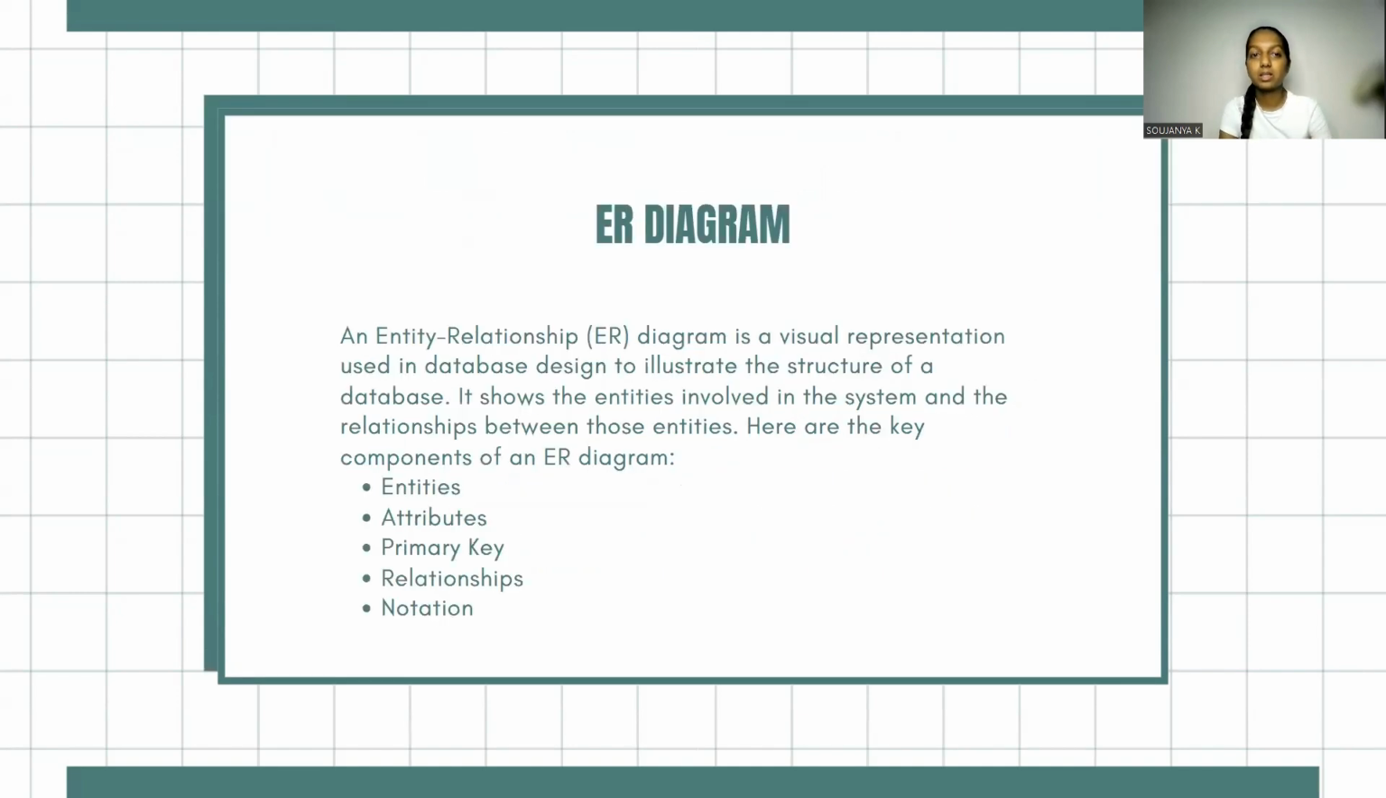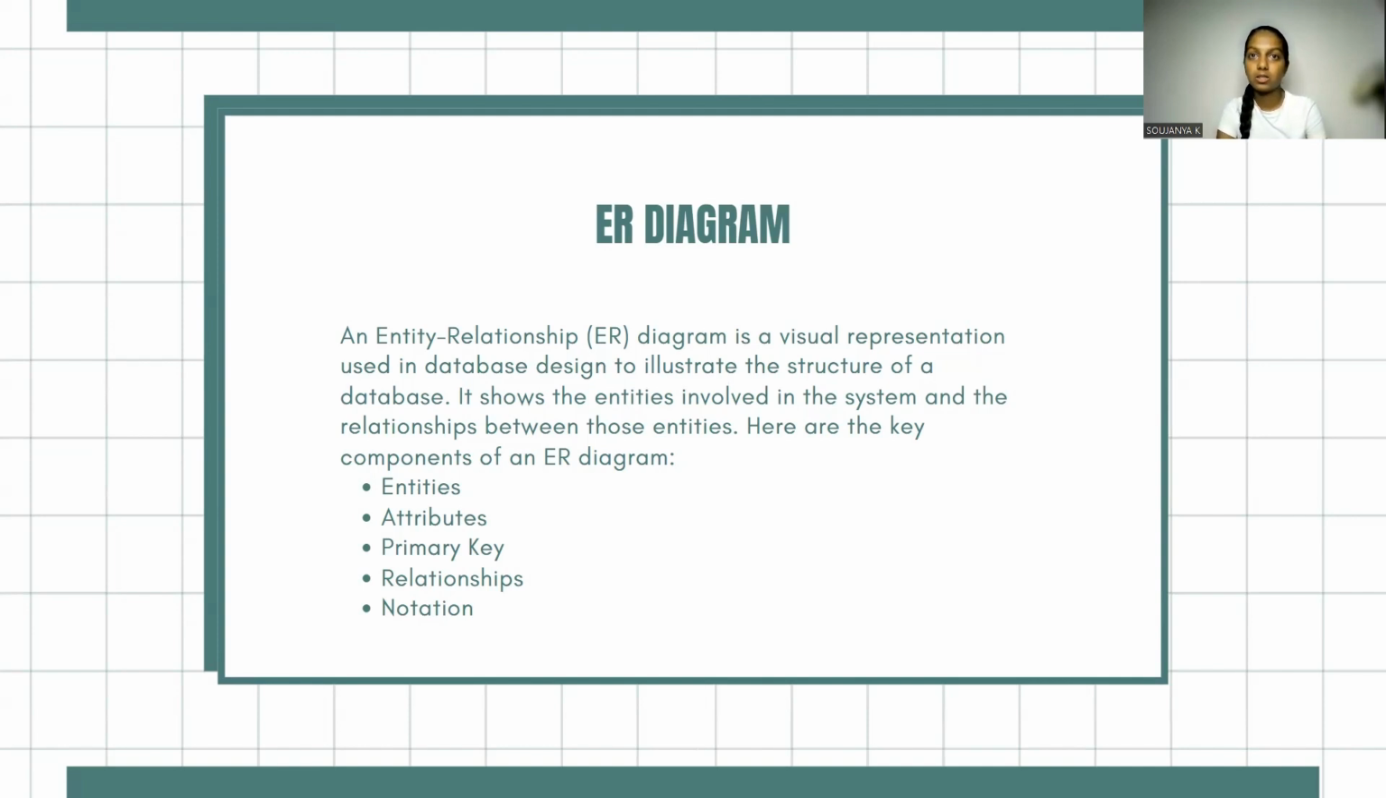So in database management system, there is an ER diagram. What's an ER? Here, ER is entity relationship. So this is an entity relationship diagram. And what is an entity relationship diagram? It is a visual representation used in database design to illustrate the structure of a database. It shows the entities involved in the system and the relationships between those entities.